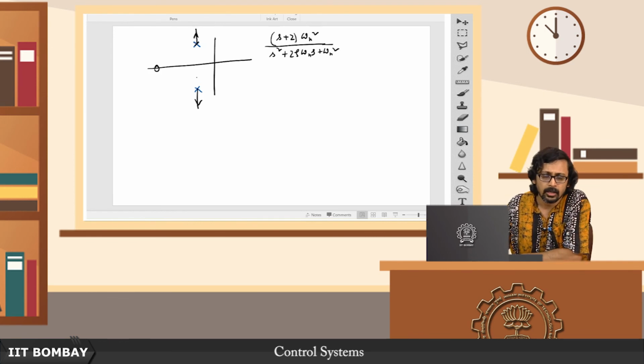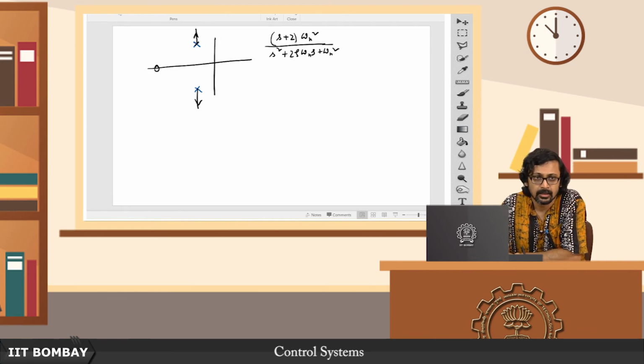But now if you've added this, this makes a difference. Why? Because now notice that there is a branch of the root locus here on the real axis. Earlier there was no branch of the root locus on the real axis, so now there is a branch of the root locus here. Sorry, not in that direction, my bad, it must approach the 0. So there is a branch of this root locus here that approaches the 0.